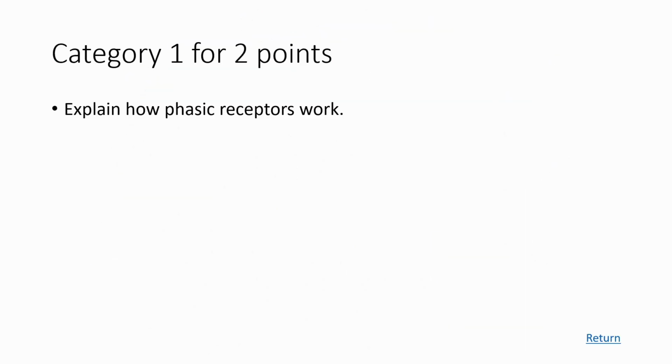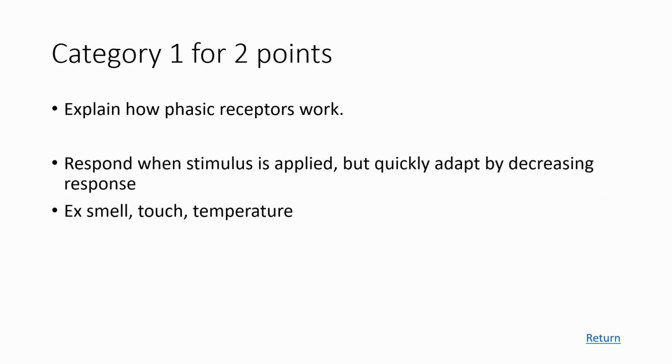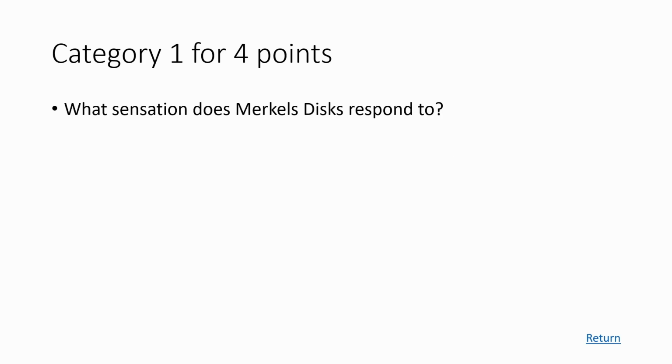What's special about phasic receptors? Does it decline over time or keep going? Okay. Quickly adapting by decreasing the response. So smell, touch, temperature. You come into a room, you might get cold at first, but after a minute or two, you get used to the temperature and you're okay. Because that temperature hasn't changed, your receptors have just gotten used to it, and they stop responding so you don't notice it. What sensation do Merkel's discs respond to? Okay, this is touch. Indented pressure, so like when you indent the skin and you push down, Merkel's discs handle that.